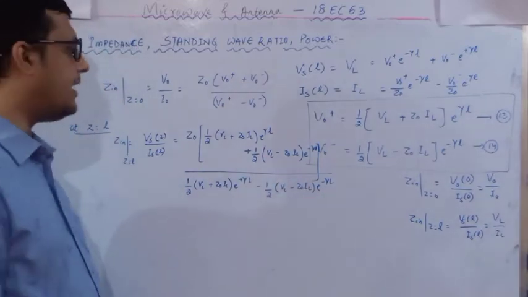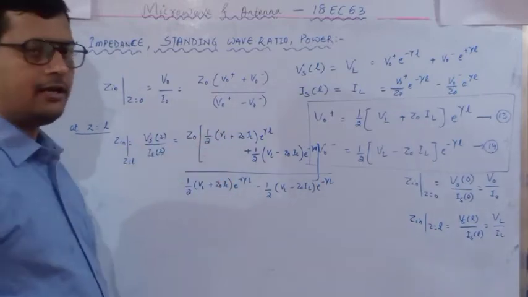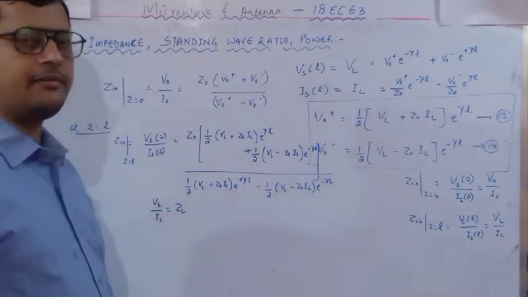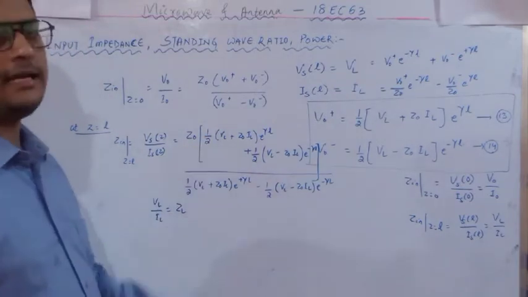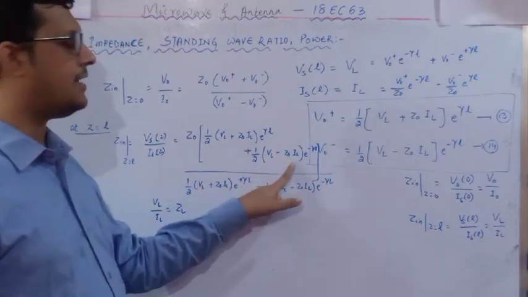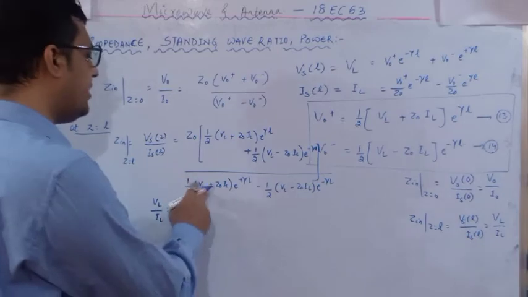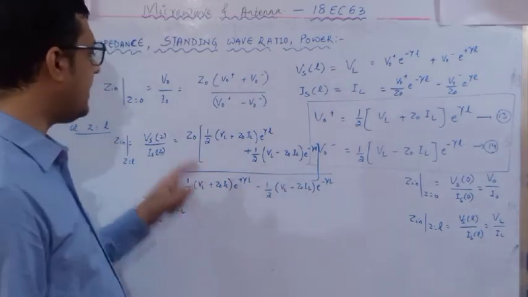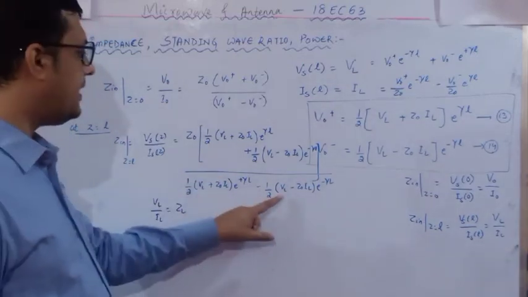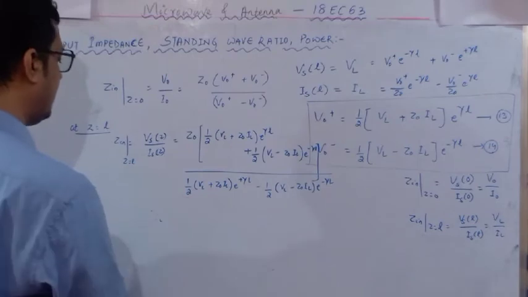Rearrange this whole factor. If I take this IL common from the upper part, VL by IL is nothing but ZL. So wherever VL by IL comes, replace it by ZL. So here I will get ZL plus Z naught, similarly here ZL minus Z naught, and e to the power minus gamma L. Similarly, in the denominator also, take IL common and the IL will be cancelled out. Here also VL by IL becomes ZL, and here it becomes ZL minus Z naught. So my equation will become this form.